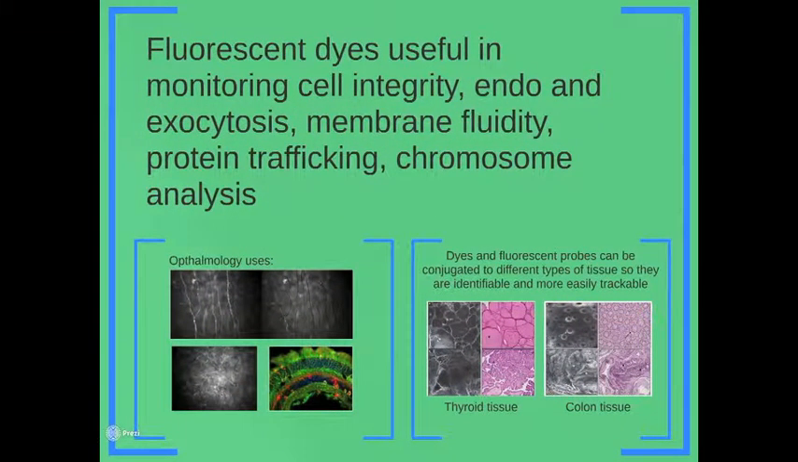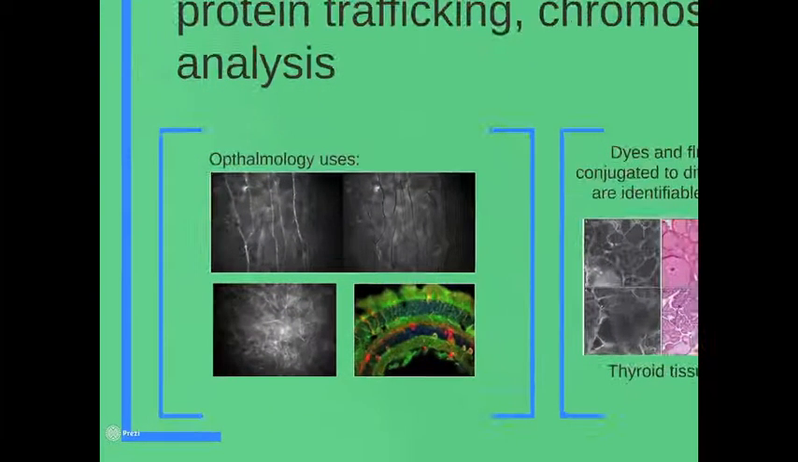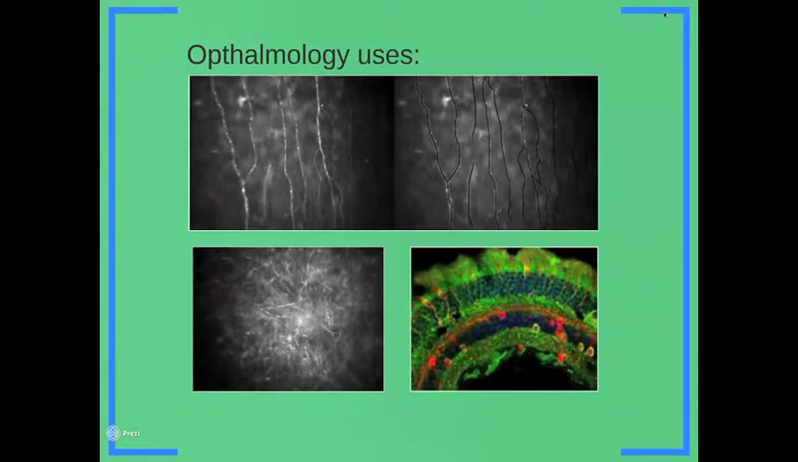Thus, the fluorescent dyes are useful in monitoring cell integrity, endo and exocytosis, membrane fluidity, protein trafficking, and chromosome analysis. Confocal microscopy has been used in ophthalmology, for example.